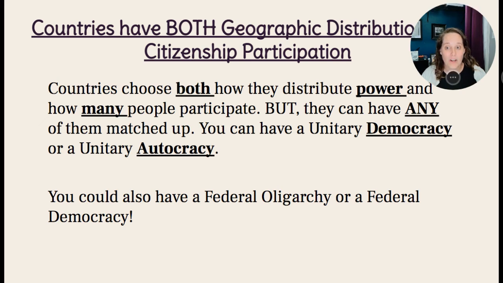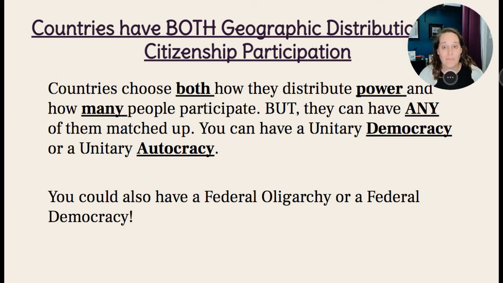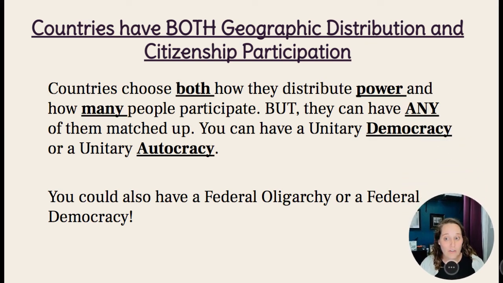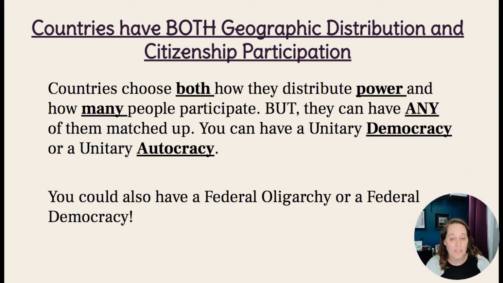It is important to note that countries have both a geographic distribution of power and a citizen participation, and they're not really mutually exclusive. Countries choose both how they distribute power and how many people participate, but they can have any of them matched up. You can have a unitary democracy or a unitary autocracy. You could also have a federal oligarchy or a federal democracy. So it's important to realize that just because you have a unitary government does not mean that you have an autocracy.